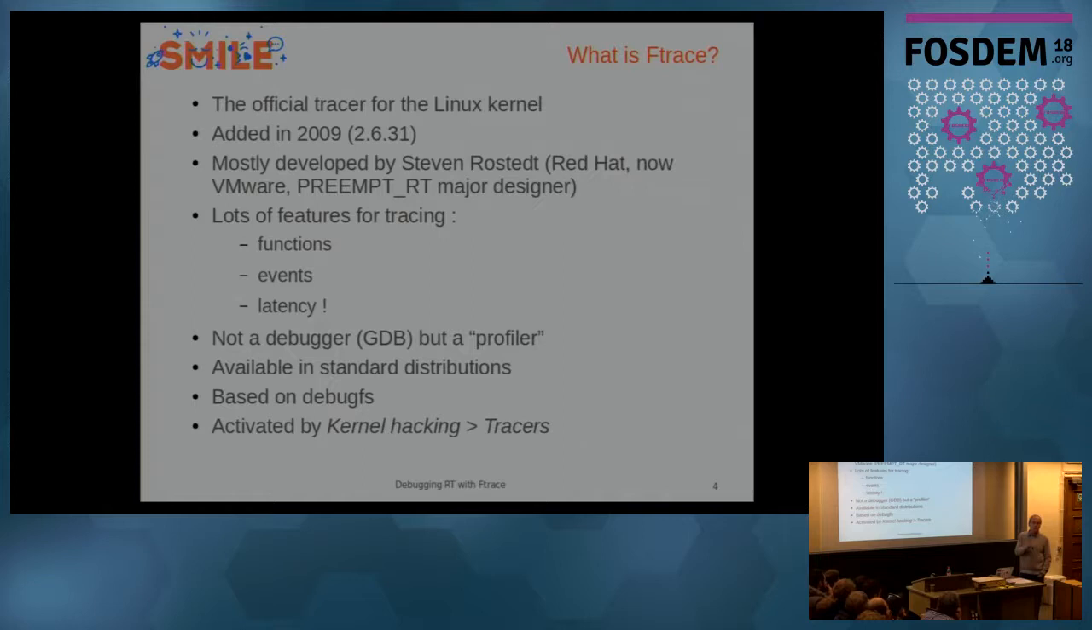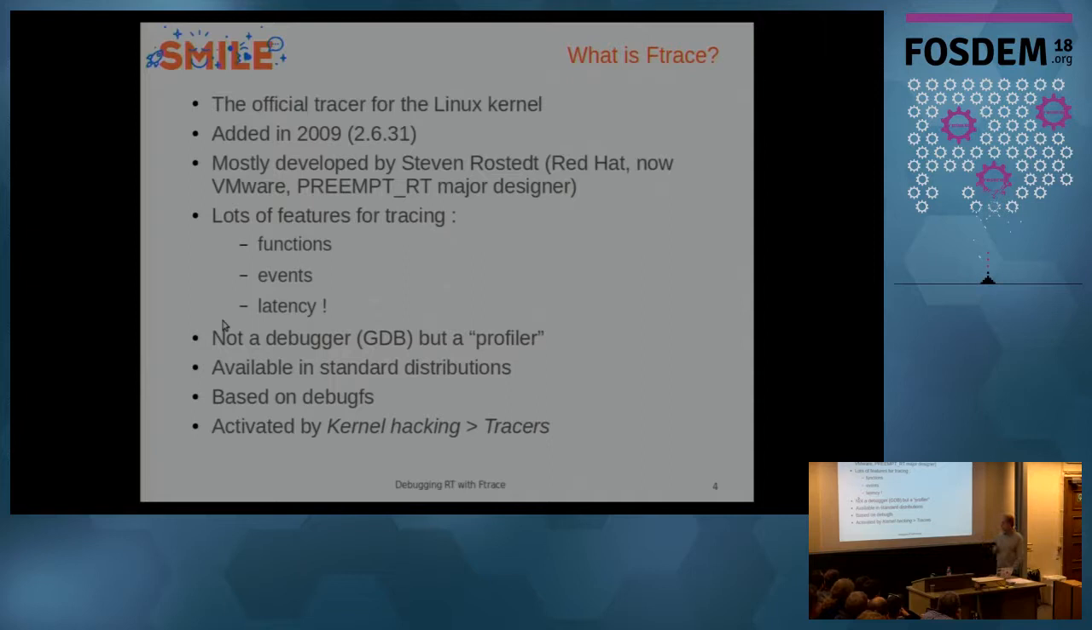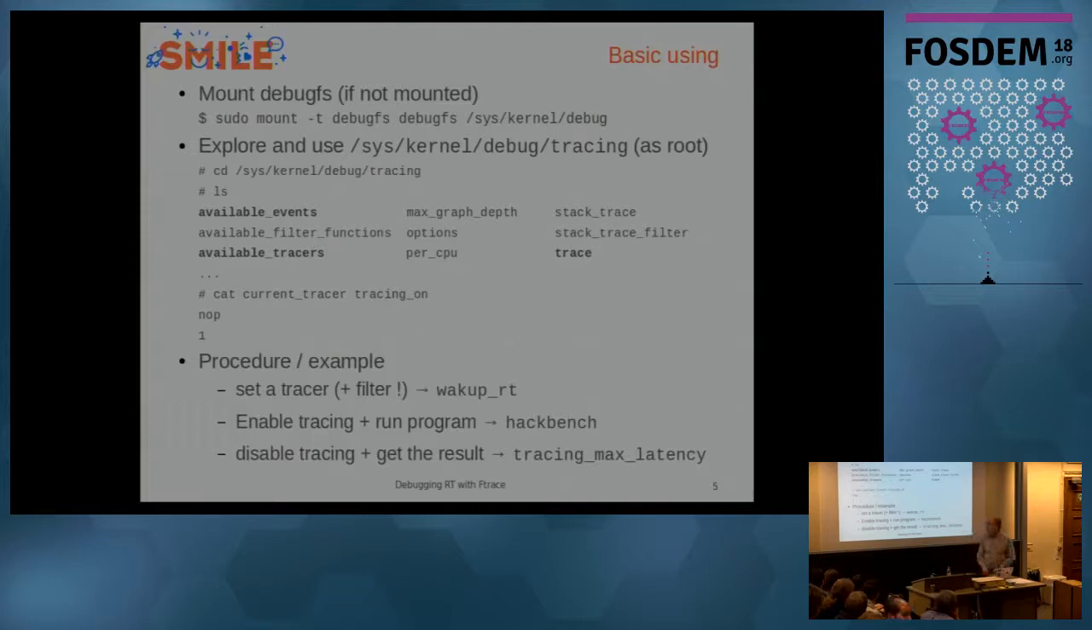It's available in most standard distributions. For example, on my Ubuntu, you can use Ftrace. I will show you. It's based on DebugFS. If you compile your kernel by yourself, you can activate Ftrace, or deactivate it if you want, in kernel hacking, tracers. You have to mount DebugFS on /sys/kernel/debug if it's not done. There you have an entry, tracing, and you have to access it as root, and you can see all the virtual files to access the Ftrace system.